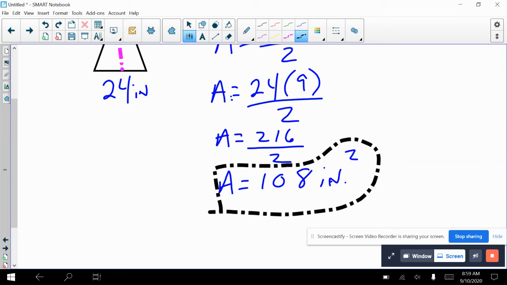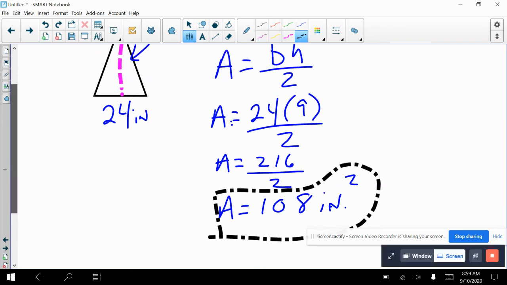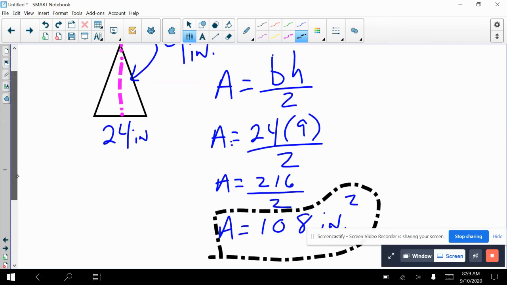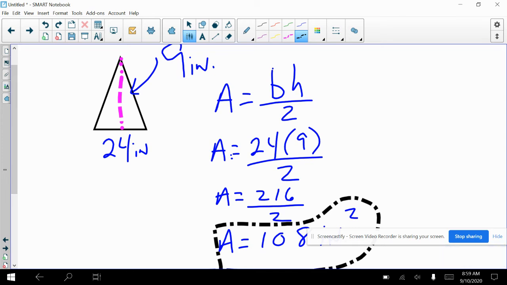Now, let's take a look at our answer. 108. What do you think the most common missed step on triangles is? This, I guarantee somebody's going to do this. Tyler, you forget to divide by 2. Most common mistake. I'm just telling you up front. It truly is the most common mistake.